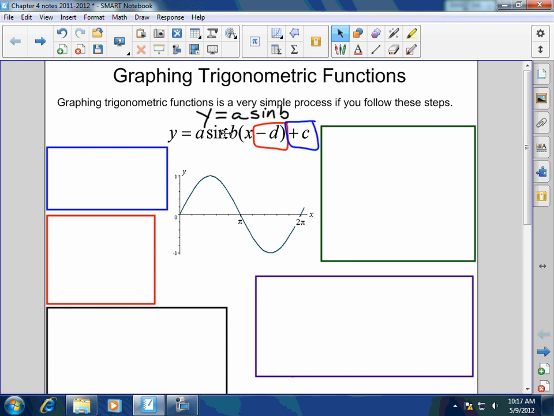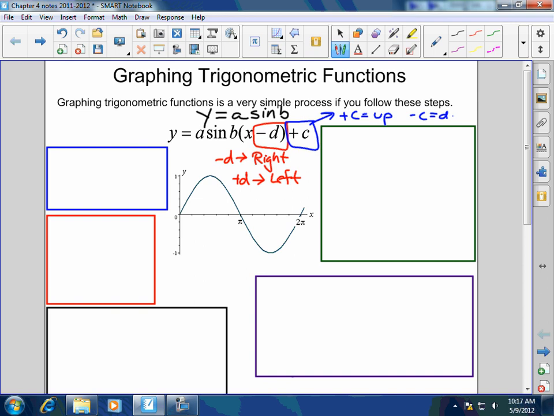The inside D is going to shift your trigonometric function left or right. If it's negative D, you're going to go to the right. If it's positive D, you're going to go to the left. The C is going to shift your baseline up or down. Positive C, you're shifting your baseline up. Negative C, you're shifting your baseline down.